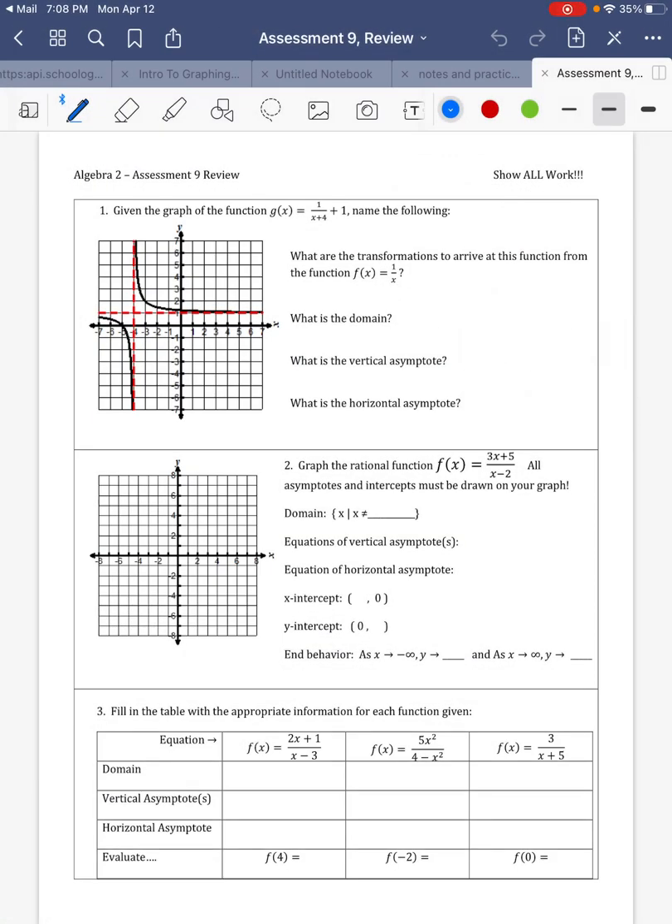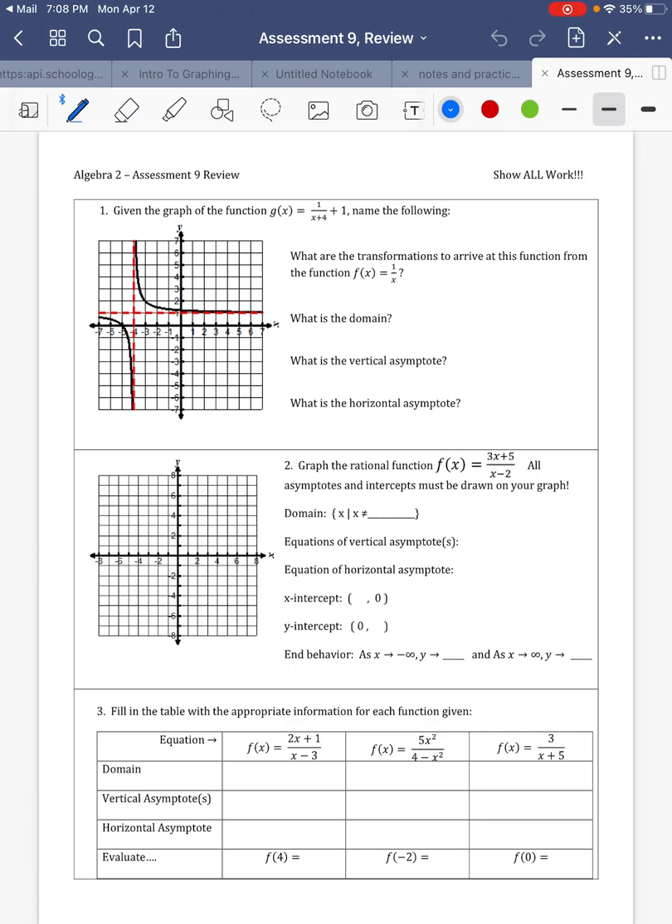All right, hello there. So let's work on this review sheet here. Number 1 says, given the graph of the function 1 over x plus 4 plus 1, name the following. So what are the transformations to arrive at this function from the graph of 1 over x?